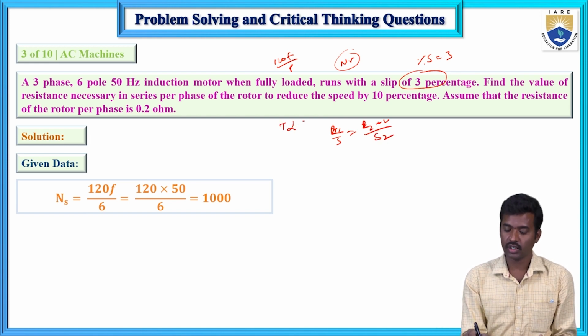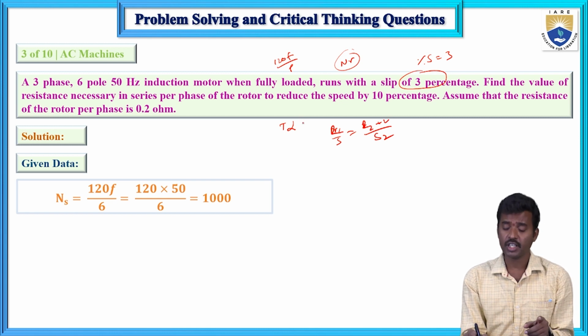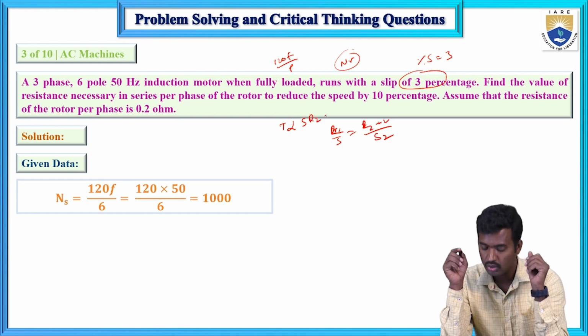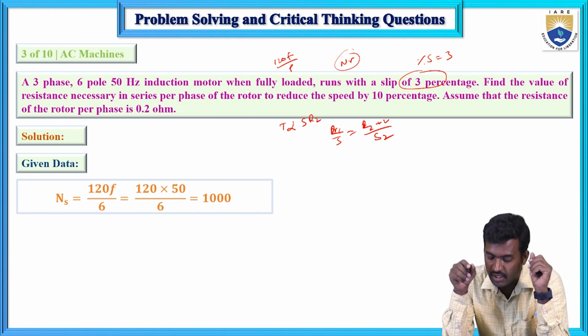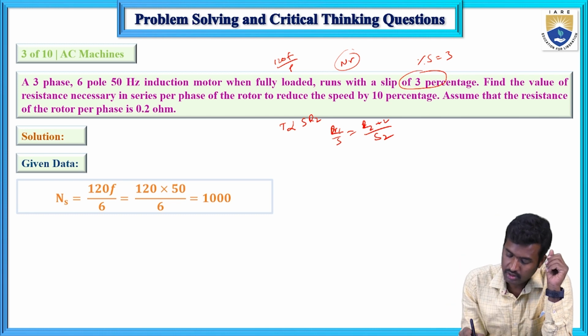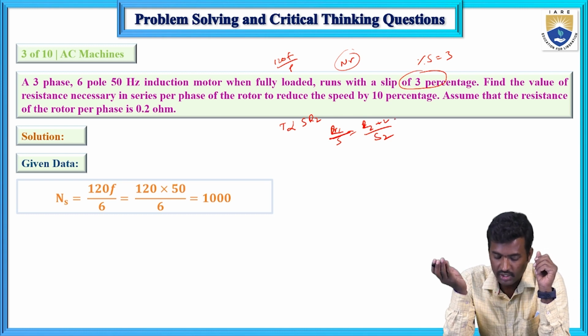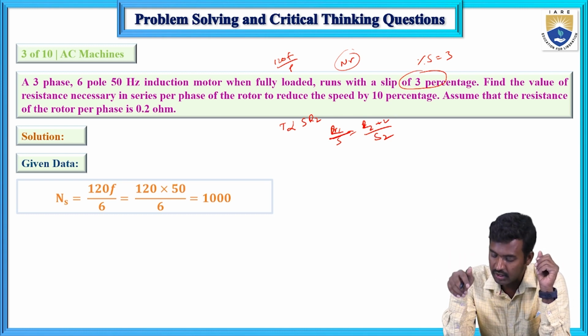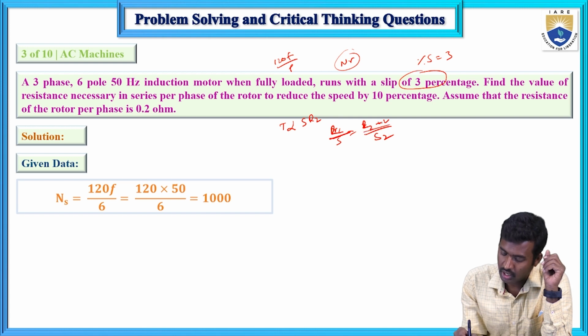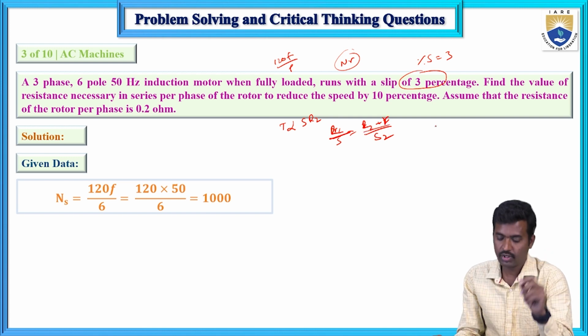When torque is constant, torque is directly proportional to S into R. So, R2 by the slip at 3% for the rotor. Next, when some resistance is inserted in the rotor circuit, it becomes R2 plus R.